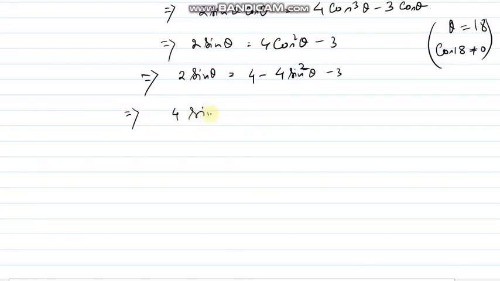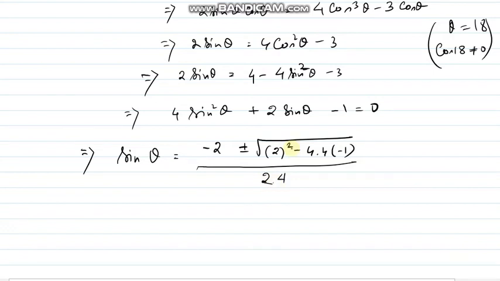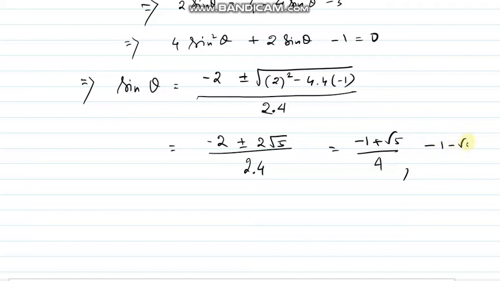If I take all the terms to this side, 4 sin square theta plus 2 sin theta minus 1 equals 0. If I apply the Sridharacharya method, sin theta equals minus b plus minus root over b square minus 4ac divided by 2a. So it will be minus b plus minus root 20. Root 20 can I write as 2 root 5, divided by 2 into 4. If I cancel 2 in both the numerator and denominator, I will get two values. One is minus 1 plus root 5 by 4, another is minus 1 minus root 5 by 4.